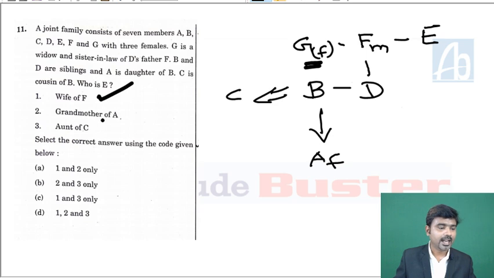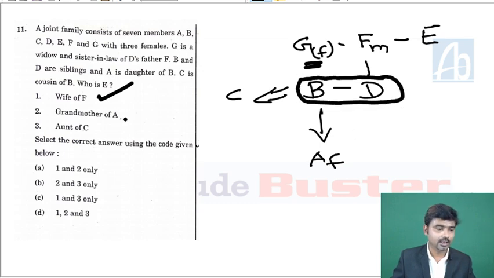Next one, grandmother of A. Grandmother. Okay, see, already we know B and D are siblings, so it is correct also, right? So answer is 1 and 2 only. It is not at all given 1 and 2 and 3, right? So it is very easy to choose. Answer is 1 and 2 only.